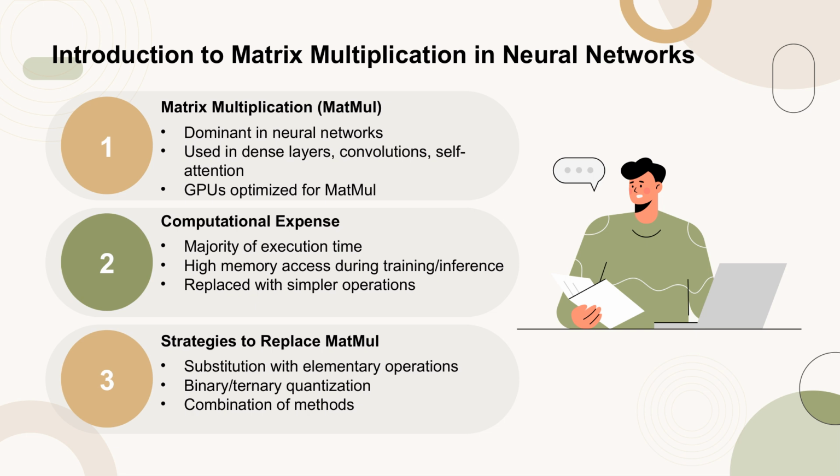To address this, several strategies have been proposed to replace MatMul with simpler operations. One approach involves substituting MatMul with elementary operations, such as the use of signed addition in AdderNet for convolutional neural networks, CNNs. Another approach employs binary or ternary quantization, simplifying MatMul to operations where values are either flipped or zeroed out before accumulation. These methods can be applied to either activations or weights, and in some cases, they are combined to further reduce computational complexity.